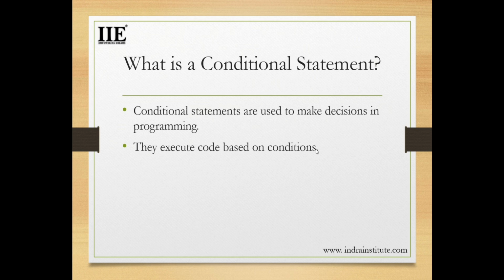What is a conditional statement? A conditional statement is used to execute code based on a condition. It checks whether a condition is true or false. If the condition is true, one block of code runs. If it is false, another block may run. This is the foundation of decision making in programming.